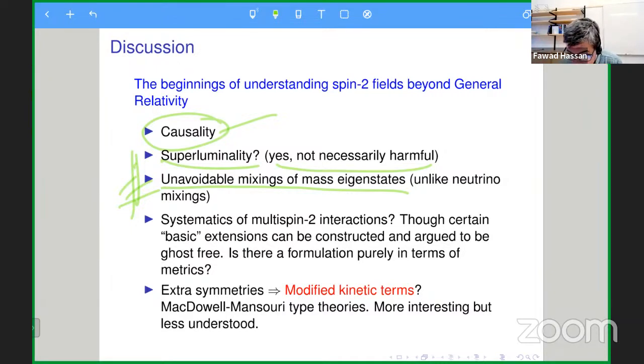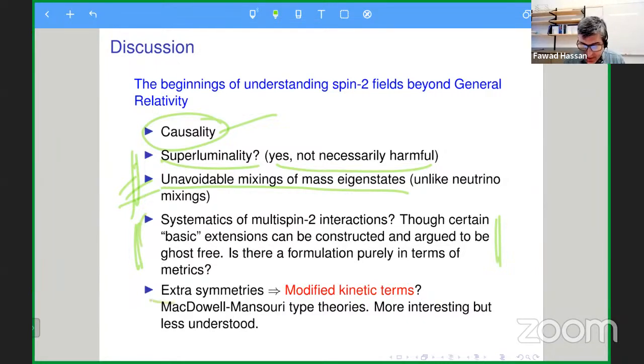And then of course, as I mentioned, we have the systematics of multiple spin 2 interactions beyond bimetric theory. So when you go to more than 2 spin 2 fields, we know by now certain examples, but we don't know the full formalism to write down the most general theory of multiple spin 2 fields. So the question is if we can find that out.